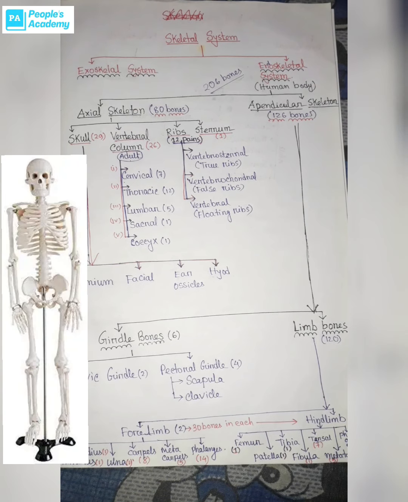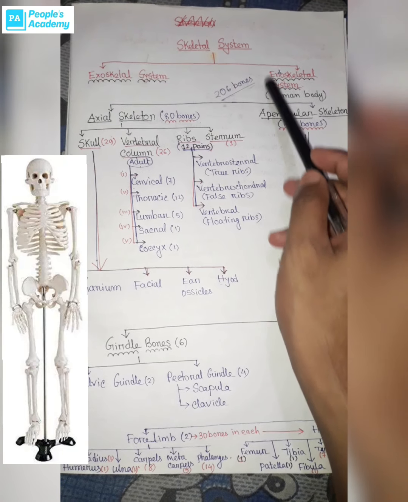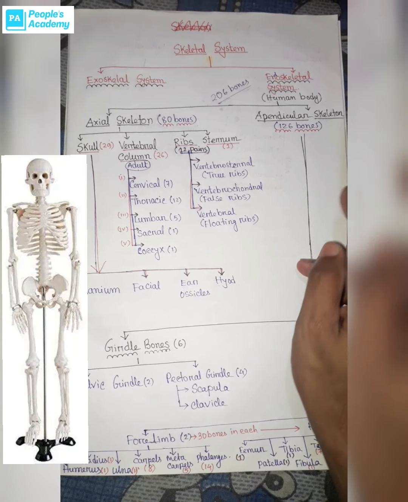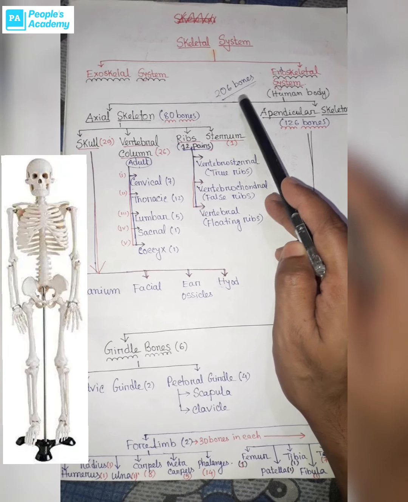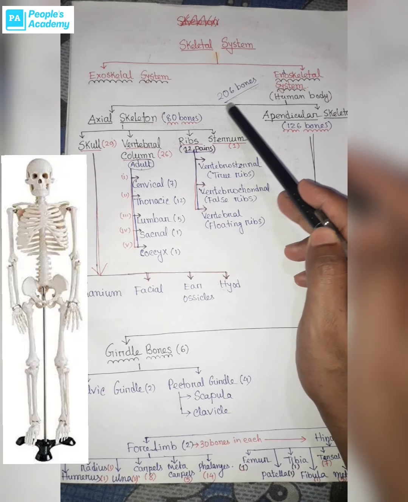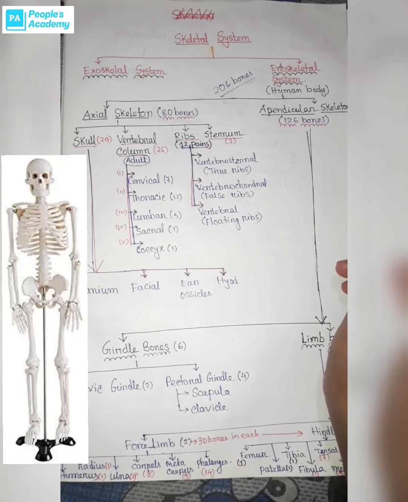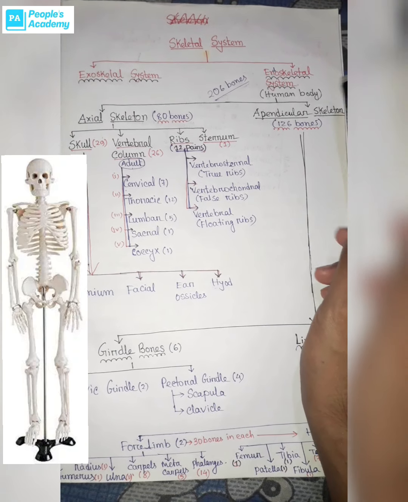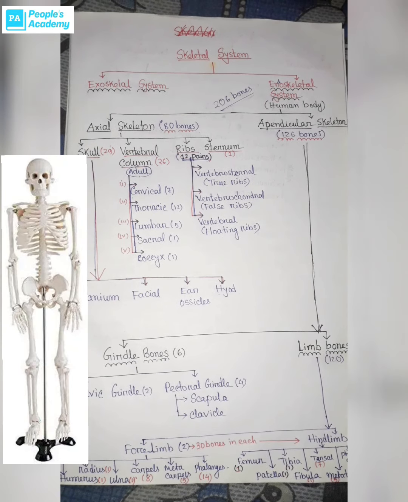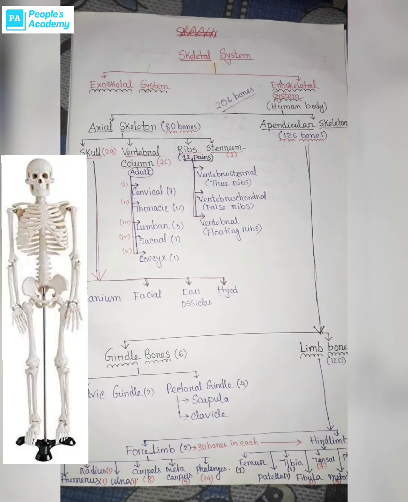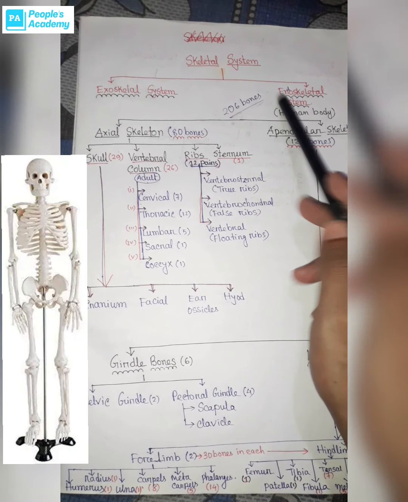Let's discuss a brief description of the endoskeletal system of the human body. It consists of 206 bones. Remember, guys, at the time of birth human infants have about 300 bones, but in adulthood some of the bones fuse and form 206 bones.